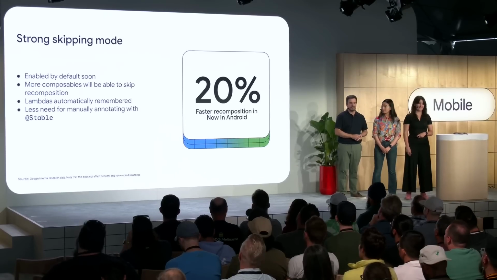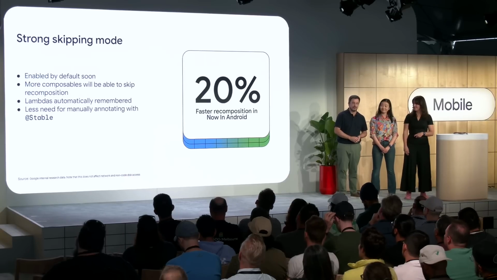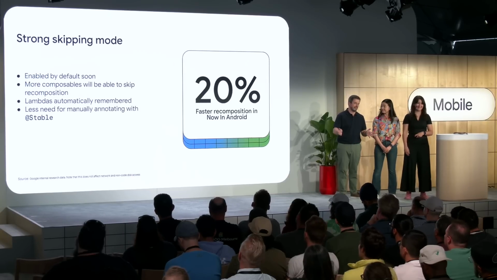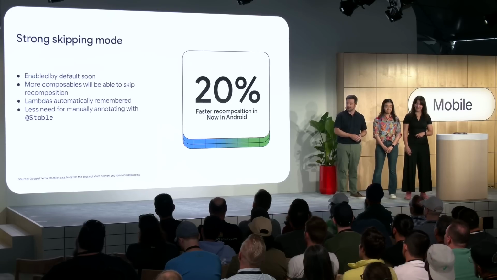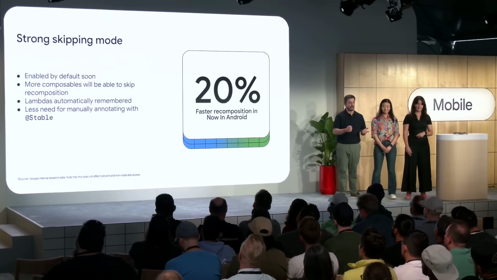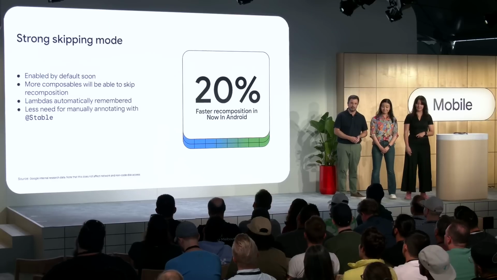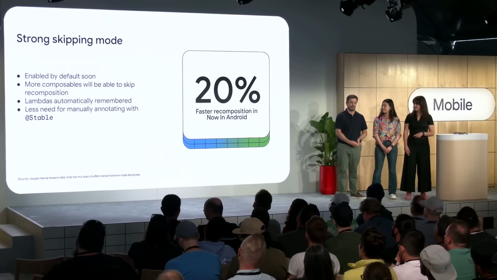Additionally, if you've ever found yourself having to wrap Lambda calls with a remember, well, strong skipping mode fixes that as well. We automatically wrap all Lambdas used in composables in remember for you. The Now in Android app enabled strong skipping mode and saw the time to recompose the home screen improve by 20%.